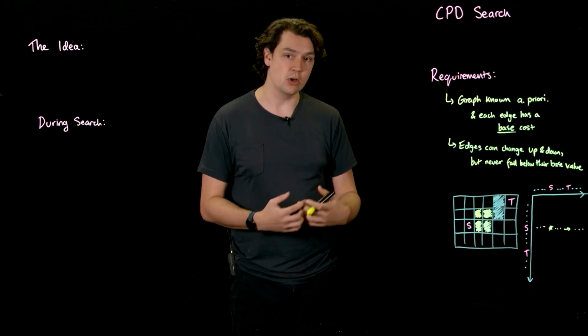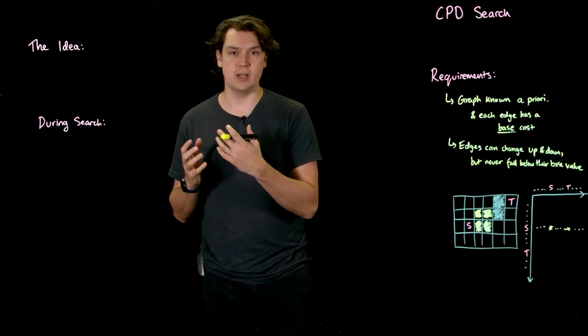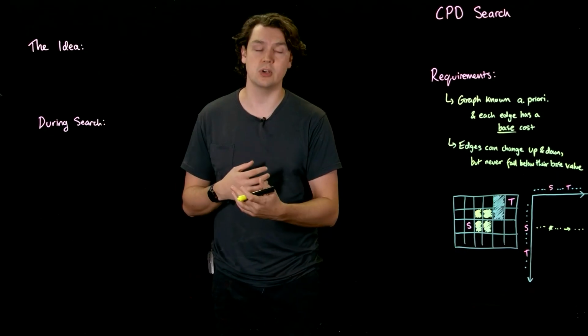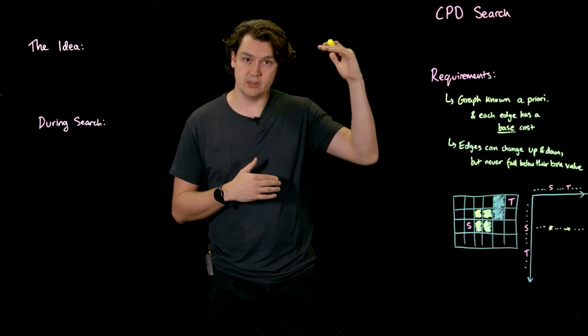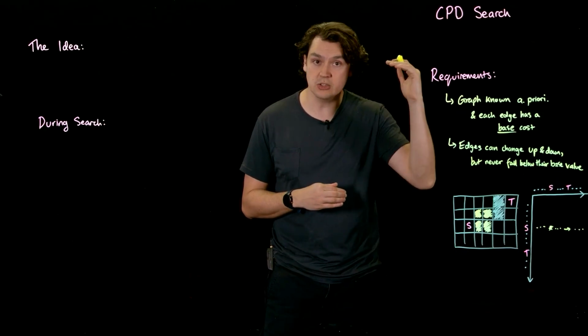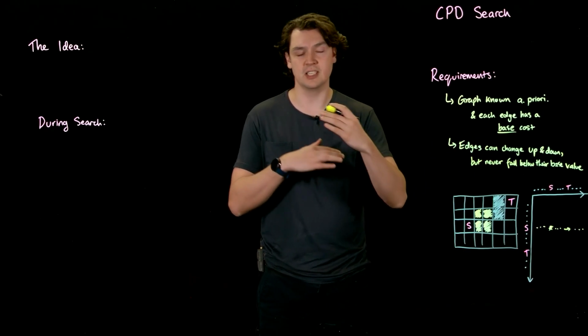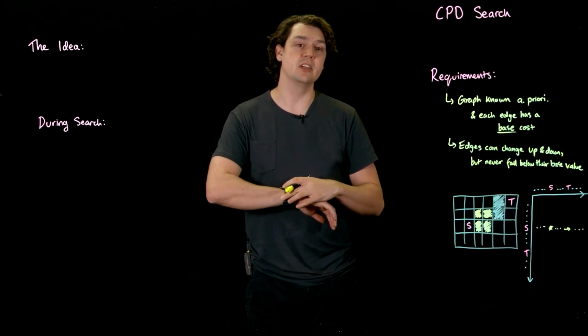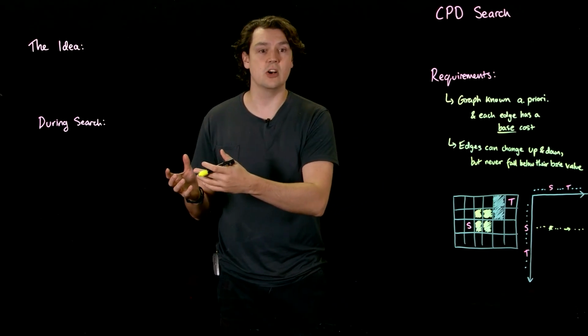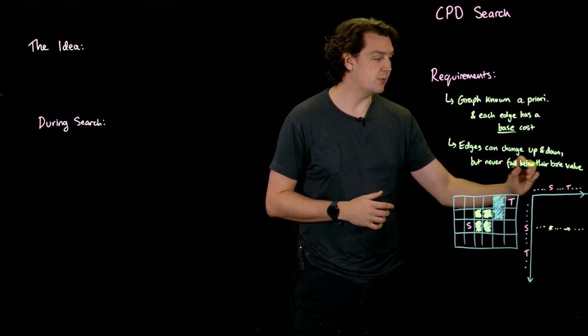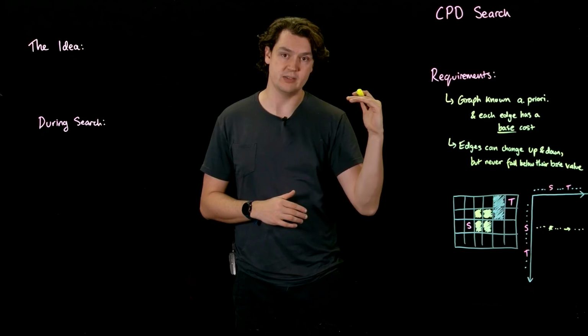So we know we're going to be working in problems where parts of the map might become more costly, or even the actual cost can fluctuate up and down. That's what this is saying. So edges can change their costs up and down, but the key idea is that the costs can never fall below this base floor.